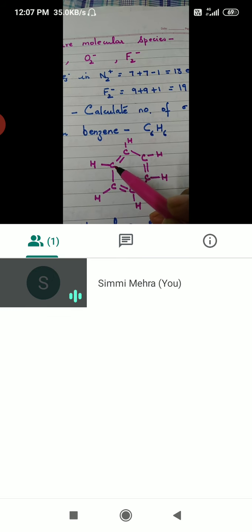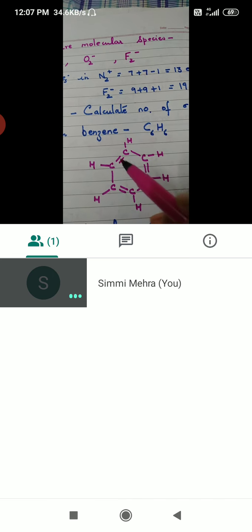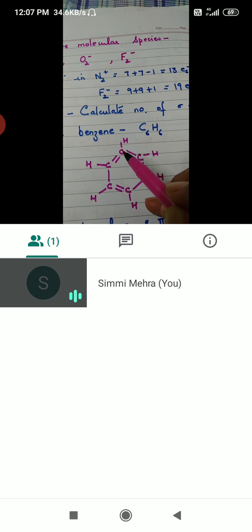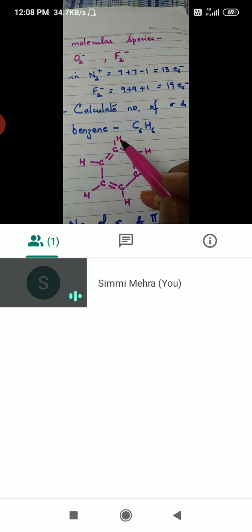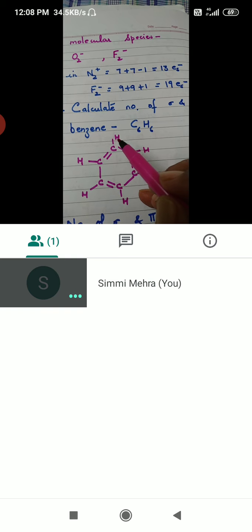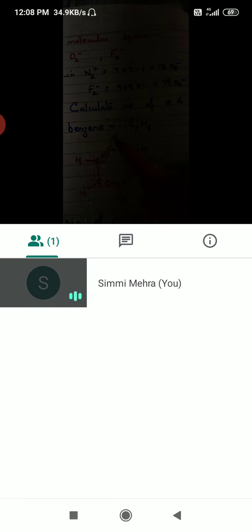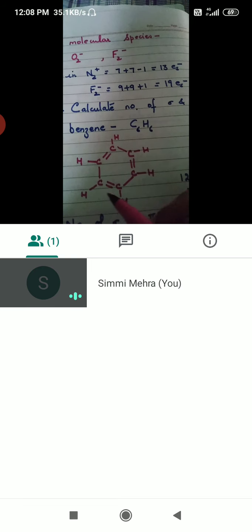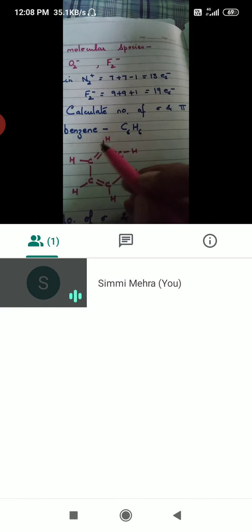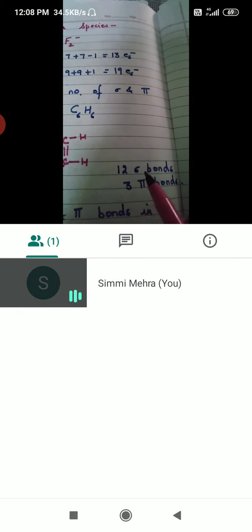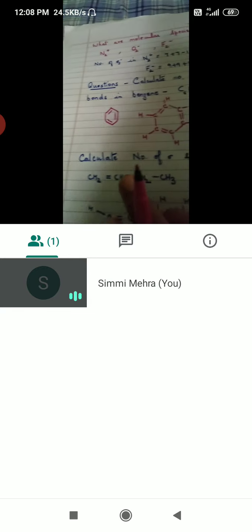If we draw the structure, the 6 carbon atoms are connected by a single bond and then an alternate double bond. But the hydrogen is also there because each carbon atom has to be tetravalent, 1, 2, 3 and 4. If we do not add this hydrogen, then carbon is trivalent, which is wrong. So carbon-hydrogen bonds are also sigma bonds. So 1, 2, 3, 4, 5 and 6. So we have got 6 carbon-carbon bonds and 6 carbon-hydrogen bonds. So a total of 12 sigma bonds and 3 pi bonds are there. Okay, 12 sigma bonds and 3 pi bonds are there.